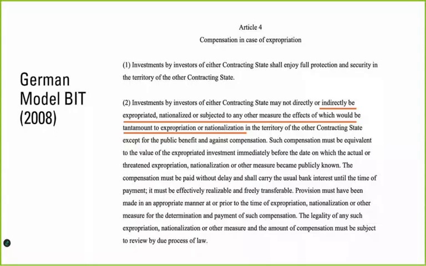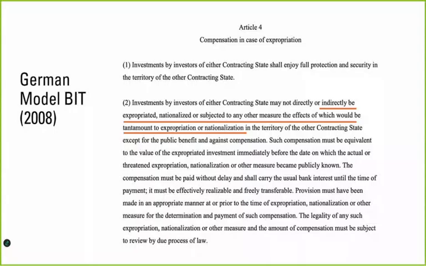When I take your property and you don't have it anymore. As an investor, you lose your assets, your physical assets. I build a highway, I take away your factory, I destroy it, and I build my highway. You don't have your asset, your investment. But it also covers measures the effects of which would be tantamount to expropriation.